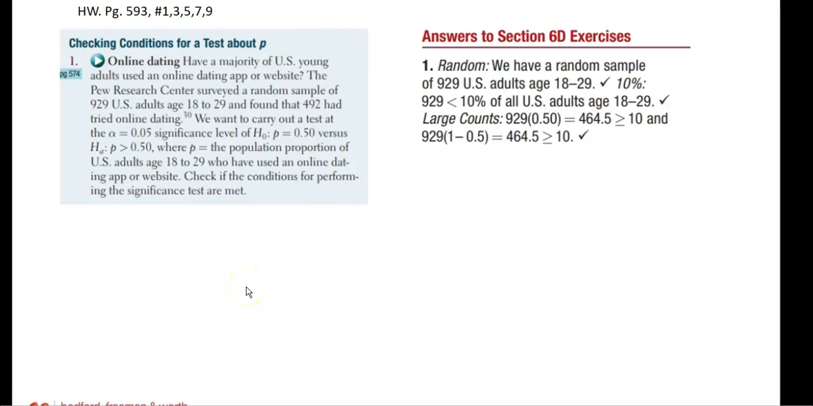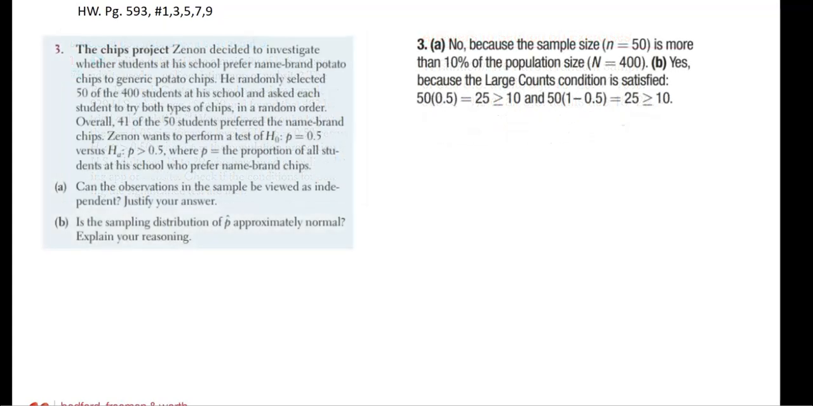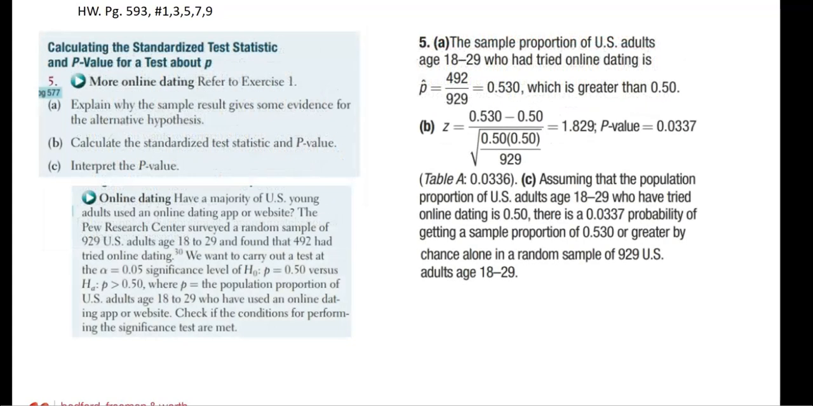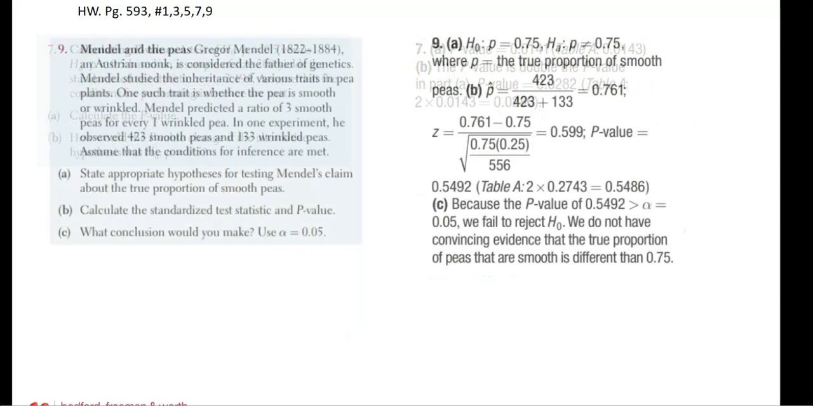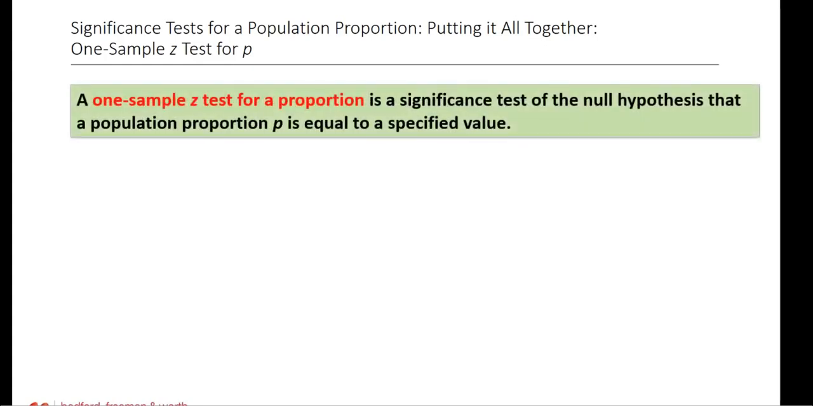Okay, this is lesson 6D, second part. So we're going to do a full confidence test here, or significance test, I should say. That was the homework. Okay, so we're going to put it all together. We're going to do our first full one sample z-test for proportions, or one prop z-test is another way of saying that. I usually use the calculator notation there, so one prop or one proportion z-test.